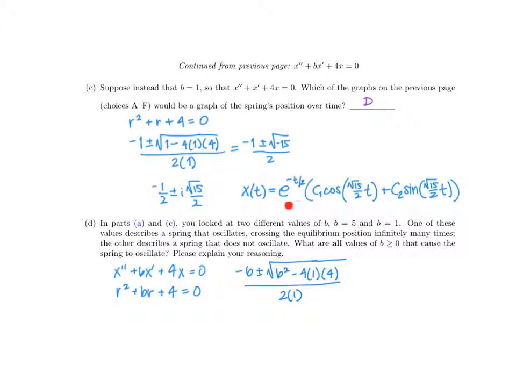This part is just controlling this right here. We want to make sure that what is underneath the radical sign is going to be negative. That will trigger the general solution that involves trigonometric functions that will give us oscillation ad infinitum.